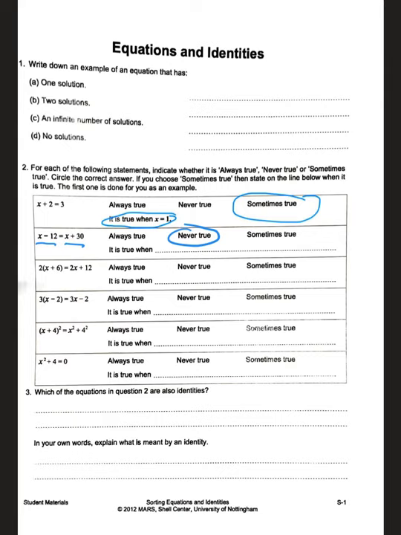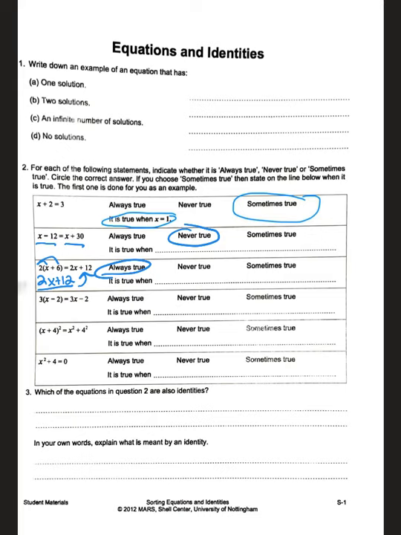Okay, let's go to the next one. 2 parentheses x plus 6 is equal to 2x plus 12. Is that always, never, or sometimes? Well, reasoning tells me it's always going to be true because look what happens. When you distribute the 2, which we've learned how to do, you're going to get 2x plus 12. This is exactly that. So this will always be true.